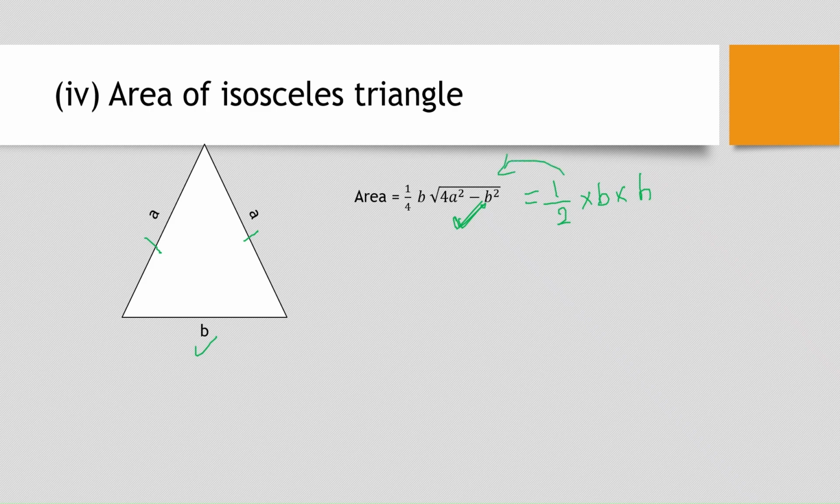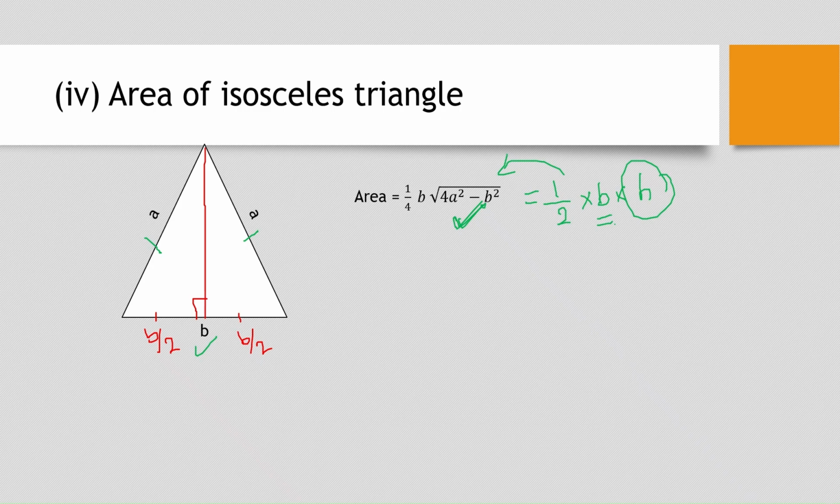Can we see this one? Here, our base we know is b. Here also we need to find the height. For finding the height, what we have to do is draw one perpendicular line corresponding to the base, and we can use the Pythagoras theorem. This perpendicular line splits the base into two equal halves, b by 2 and b by 2. Now we can directly use the Pythagoras theorem.